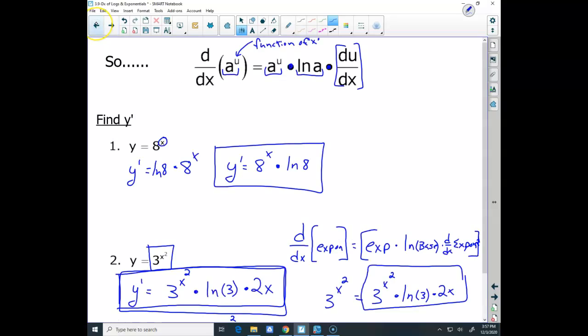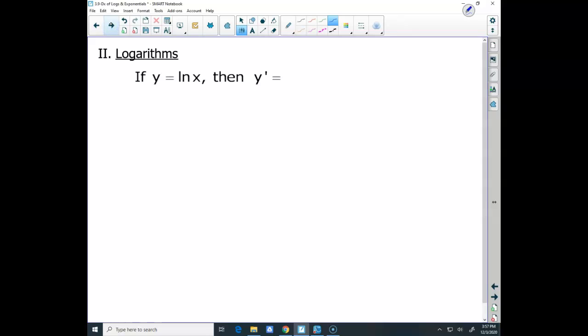I will tell you, you're doing all this because you might run into one or two common exponentials that are non-base e. Most of your stuff on the AP test will be a base e exponential function. All right? So, what does it mean? How do I get the derivative of a natural log? Well, if y equals ln x, then what is the derivative of a natural log?